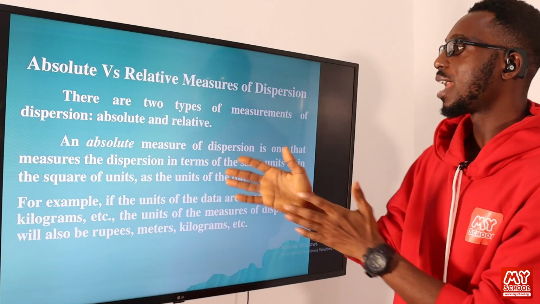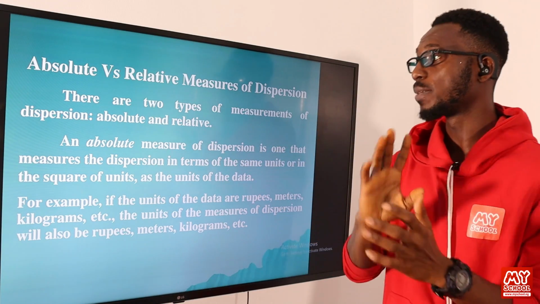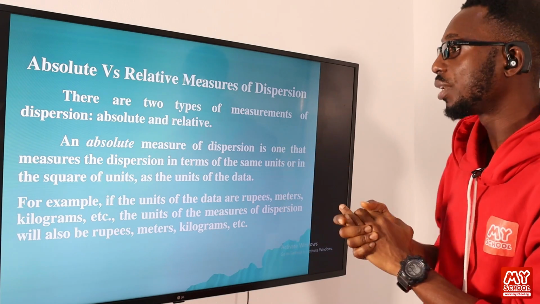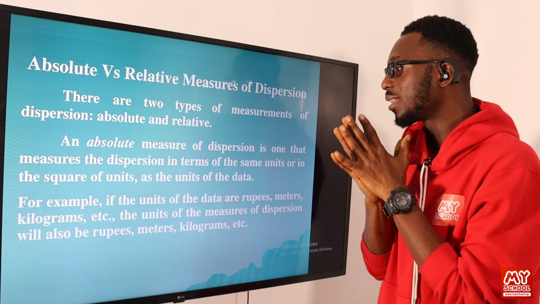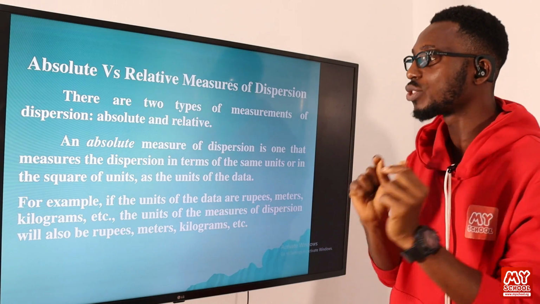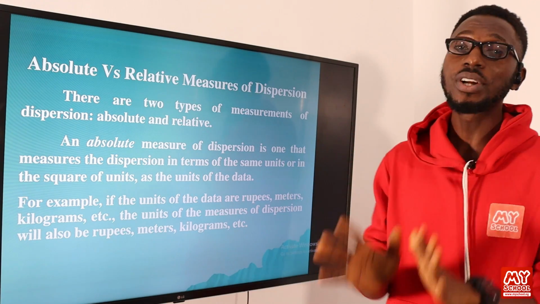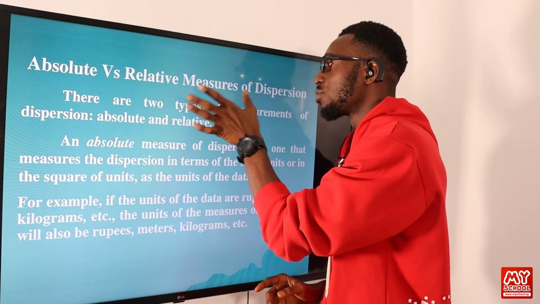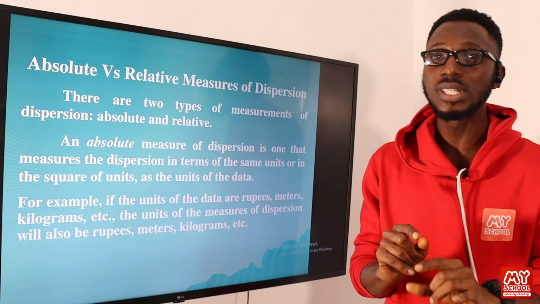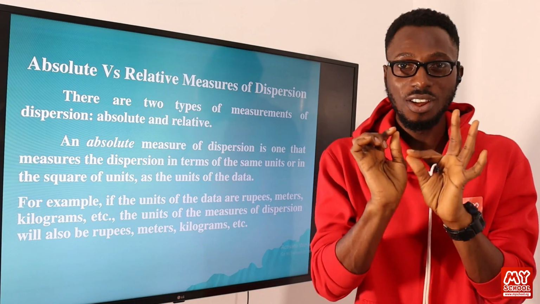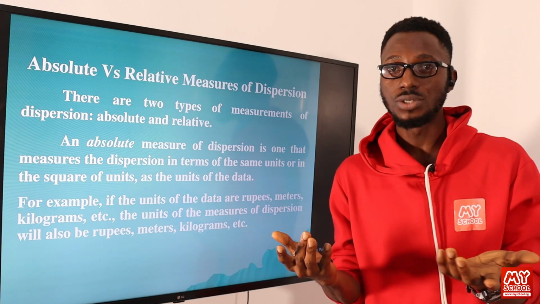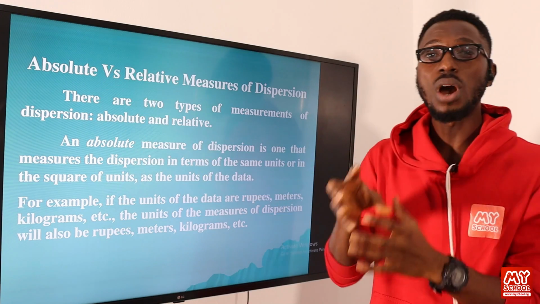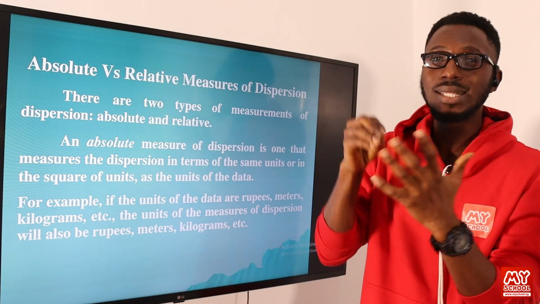You can see there are two types of measurements of dispersion. We have the absolute and the relative, like I mentioned earlier. An absolute measure of dispersion is one that measures dispersion in terms of the same units, or the square of units, as the unit of the data. What it's saying simply is that one way you can differentiate between your absolute and relative measures of dispersion is that in your absolute measure you will have your units, while for relative, no unit is really applied. So when you are looking at your absolute measures, you are working in exactly the same unit.